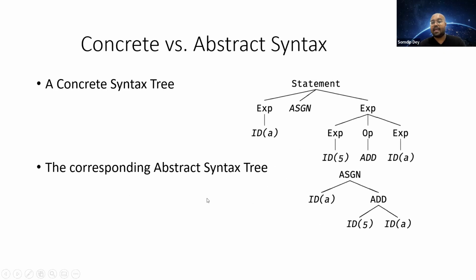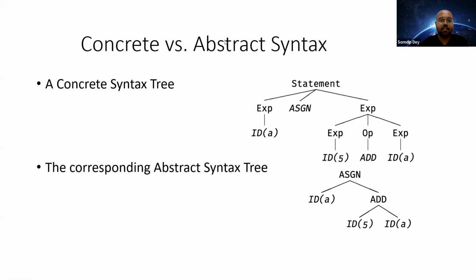Okay, here is another example. We have a concrete syntax tree which looks something like this. You have a statement that can have an expression, an assignment, and an expression, and the rest of the parse tree looks something like this. For the corresponding abstract syntax tree, you just get rid of the EXPR, ASGN and EXPR nodes, use the token nodes themselves, and form the relationships among each other accordingly.